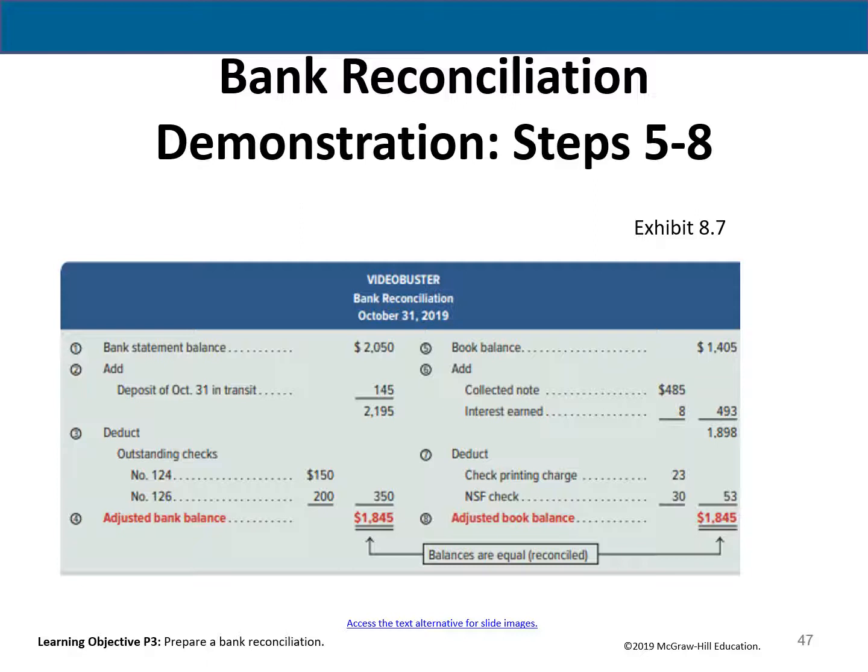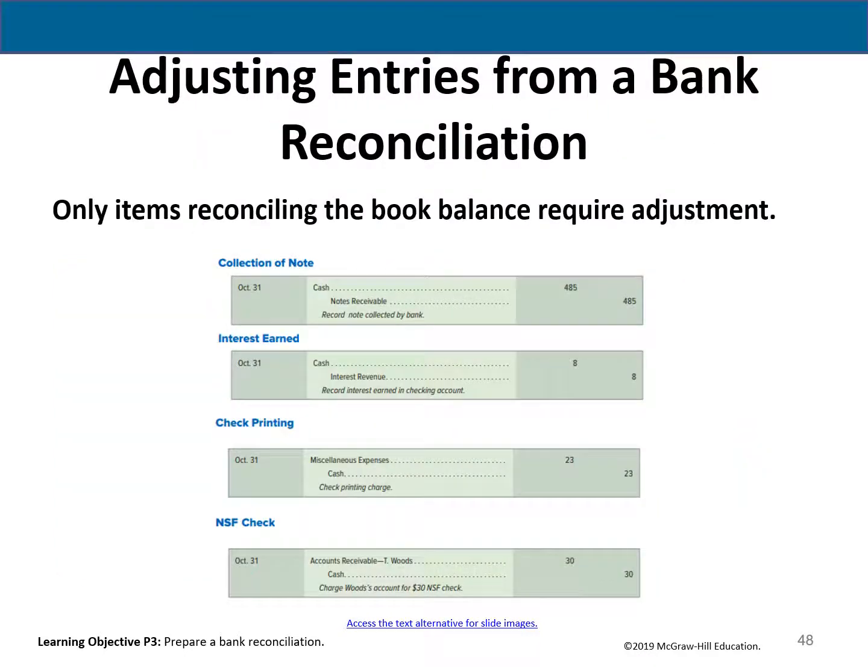Okay, so there's all the steps. I think I went through more than 4 steps, right? Yeah, so there's 8 steps in total. I know this is small, it should be in your book, but these are the journal entries. Remember, any item that is not in our checkbook must be added now. And we just can't go into our general ledger and start adding $485 and $8. No, we've got to make a journal entry.